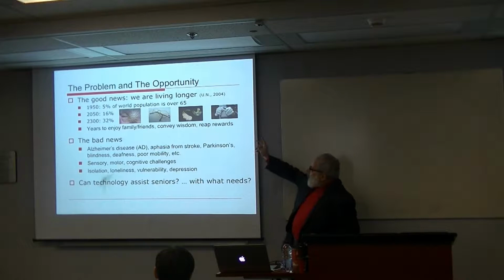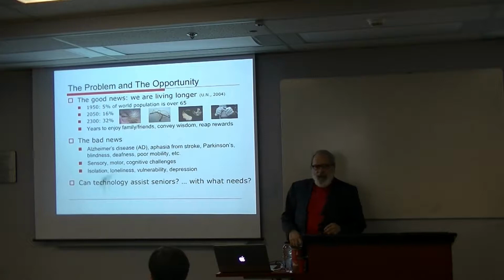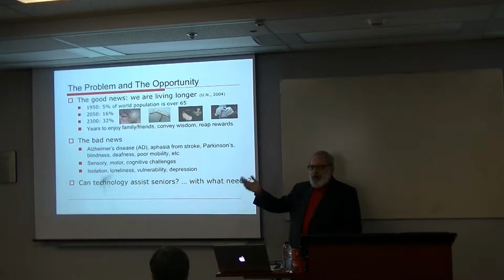It says in 1950, only 5% of the world population was over 65. By 2050, it'll be 16%. And by 2300, and sometimes I add if the world still exists then, it'll be 32%. So basically that means across the population as a whole, one out of every three persons will be a senior citizen. We're already at a stage now, or just about to reach, when the population of seniors in North America is equivalent to the population of children, if you appropriately define senior and child.